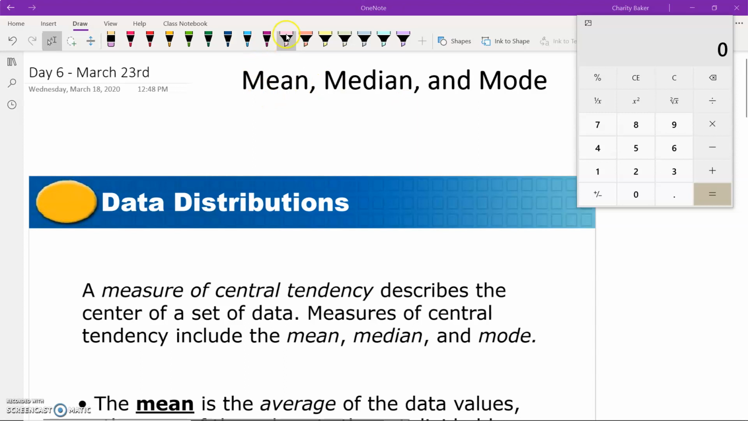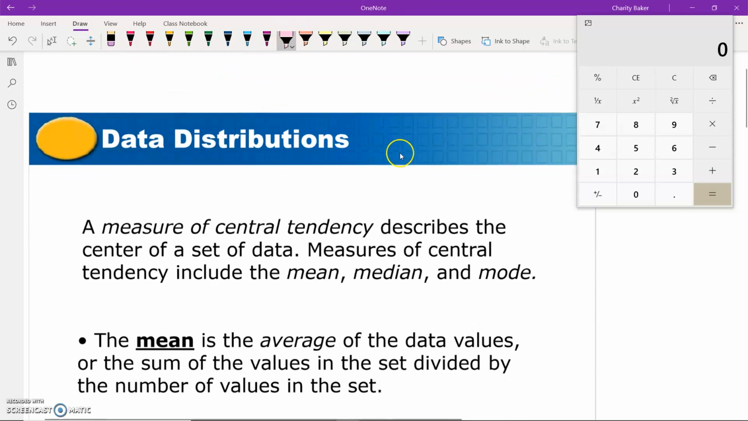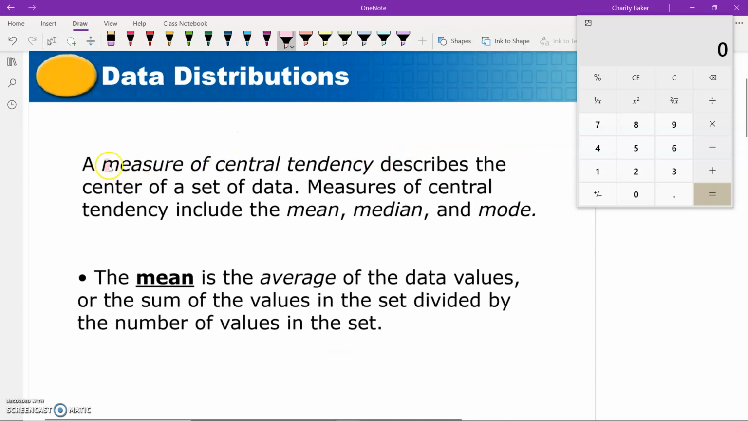All three of these, mean, median, and mode, fall under the category of a measure of central tendency. And what that means is all three of those things describe the center of a data set. Measures of central tendency are just the mean, the median, and the mode. So let's see if you know the definition. So let's start with the mean. You probably already know this one.